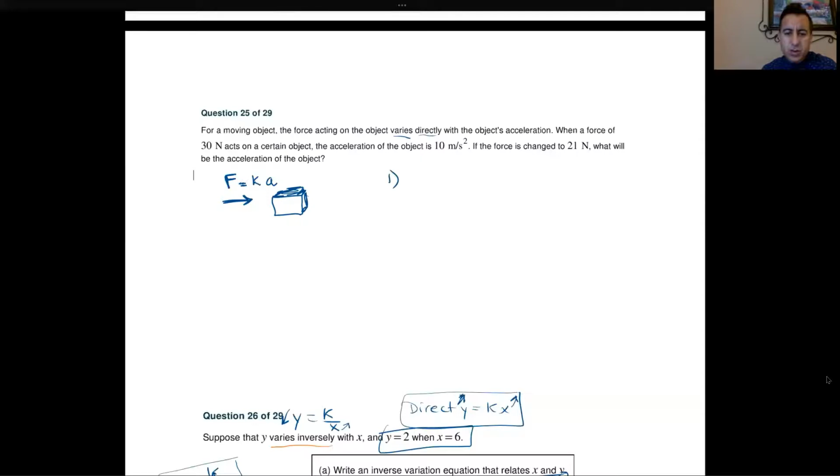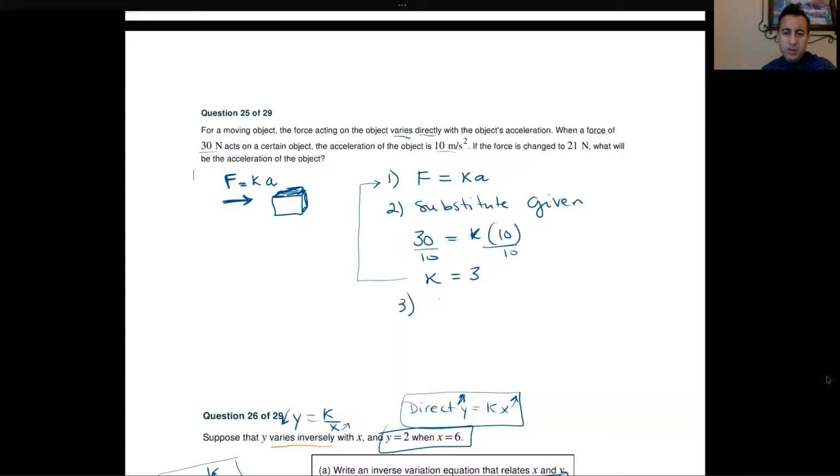So the steps go just like the previous one. First, F equal Ka, because it's direct. Second step is you're going to substitute the given information or data, right? So F is here when the force is 30. So 30 equal, on a certain object, the acceleration was 10. This allows us to get K, so we divide by 10 both sides and get K as 3. And now that we know K is 3, we go back to step 1, and that's going to give us the variation.